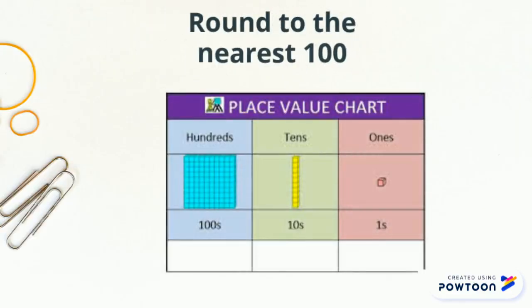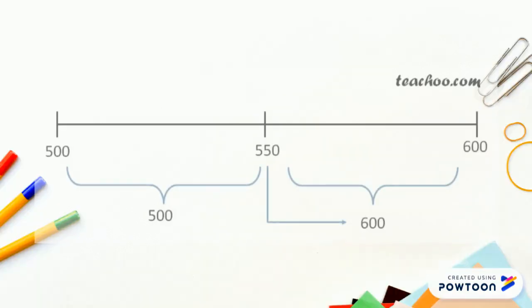Rounding to the nearest 100. This is the same idea as rounding to the nearest 10, except instead of using the ones place value to round to the nearest 10, we're going to use the tens place value to round to the nearest 100. Let's take a look at an example of rounding to the nearest 100.